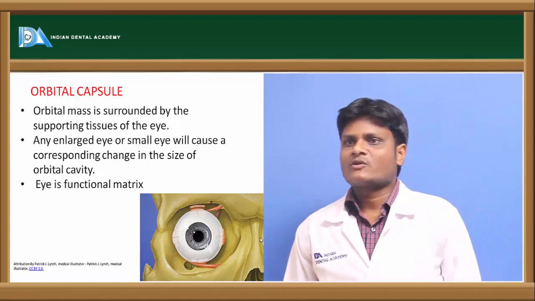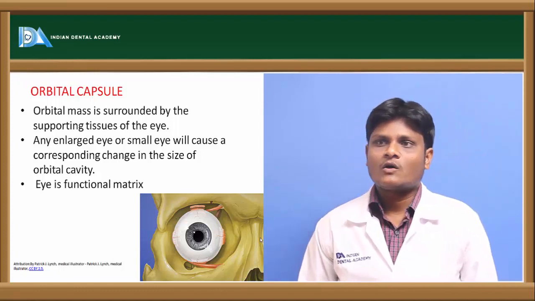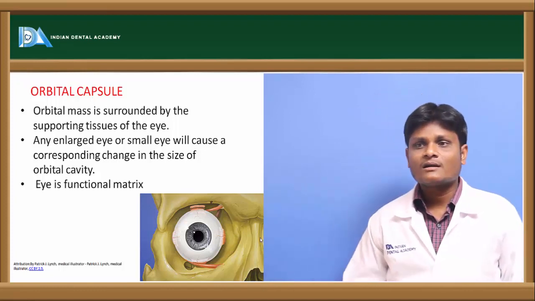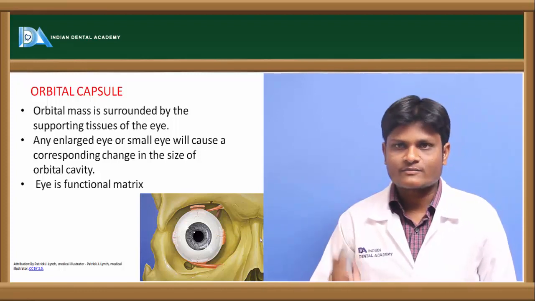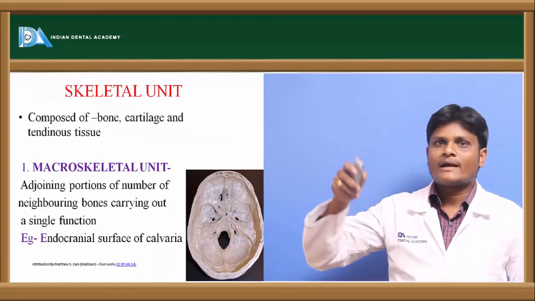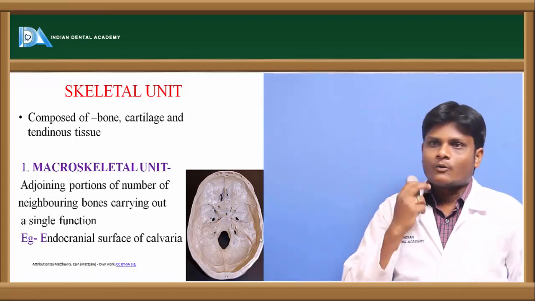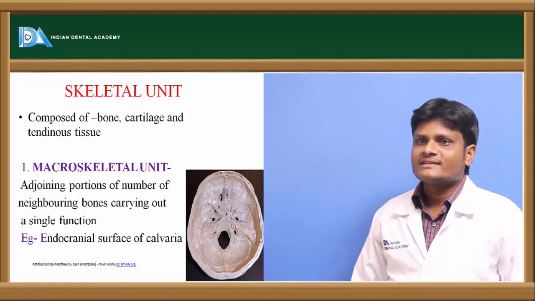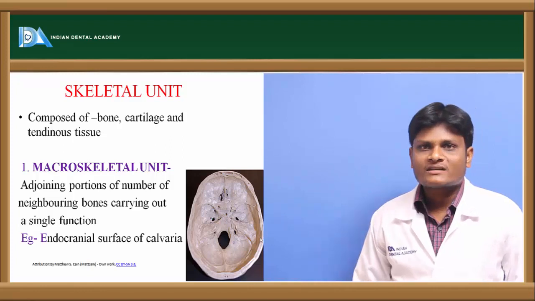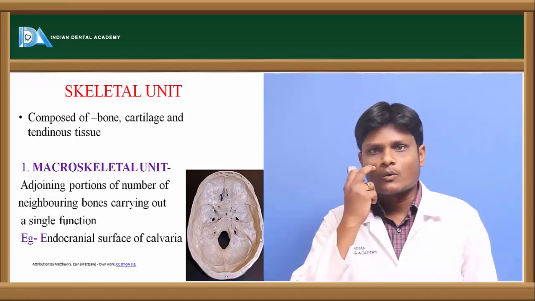Here is the orbital capsule. The orbital mass is surrounded by the supporting tissues of the eye. Any enlarged eye or small eye will cause a change in the size of the orbital cavity. Here, the eye is the functional matrix. Similarly, we have the orofacial capsule and neurocranial capsule that I have explained to you prior. Now, when we take a skeletal unit, it is composed of bone, cartilage and tendons of the muscles that are attached to the bone.